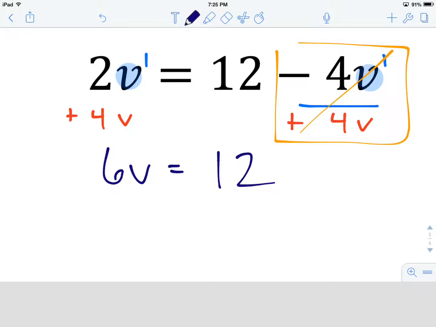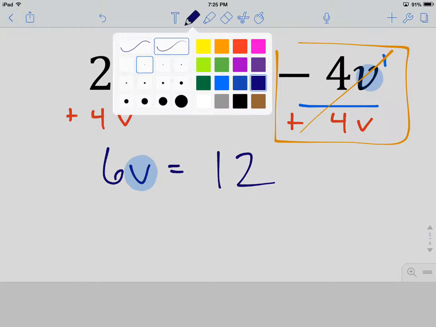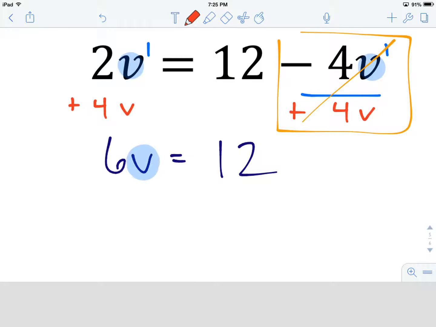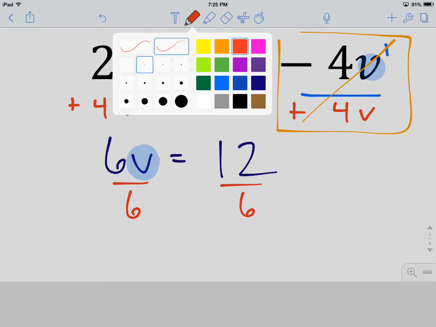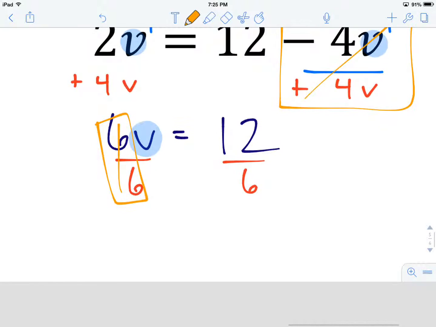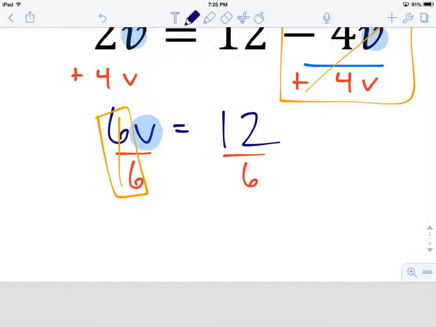There's no more like terms, so we're going to go about solving this by first finding our variable, still v, and thinking to ourselves, what's happening to v? It's being multiplied by 6. We undo that by dividing it by 6, but we must do it to both sides. So these two operations undo each other. 6 multiply and divide. We're left with v, and 12 divided by 6 equals 2.